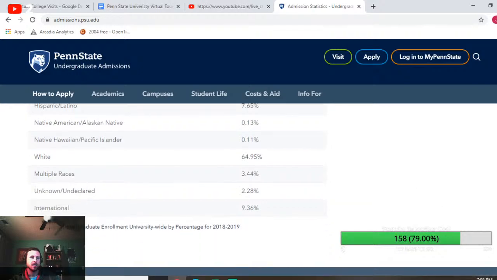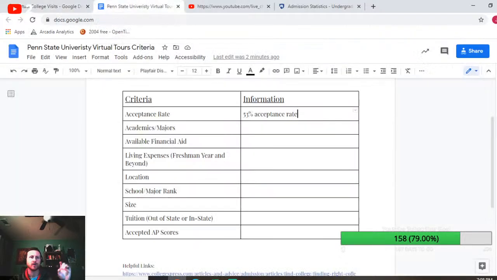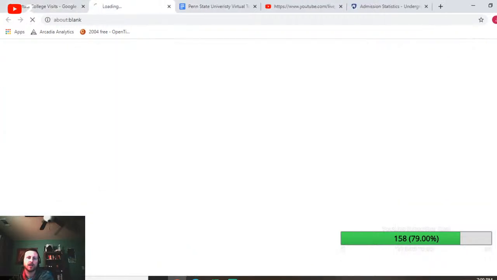And the other two places that we looked at, what was it? Piedmont and what else did we look at? Piedmont and SCAD. They didn't provide any sort of information like that. So that's pretty interesting. So acceptance rate, 53%, not terrible. Let's see what it was for the other ones.